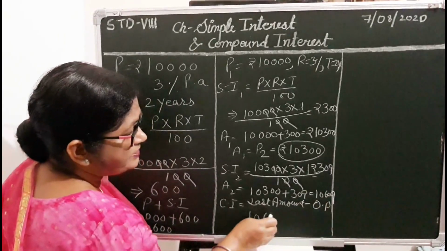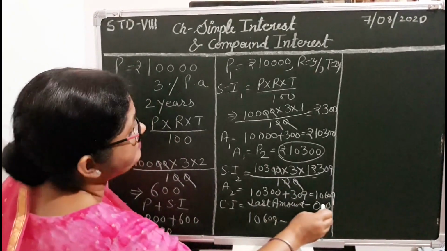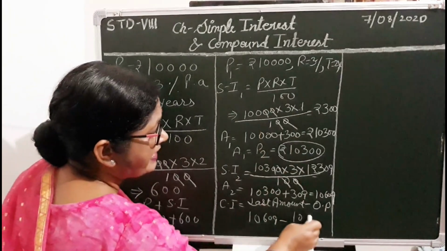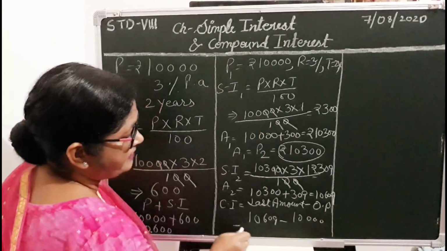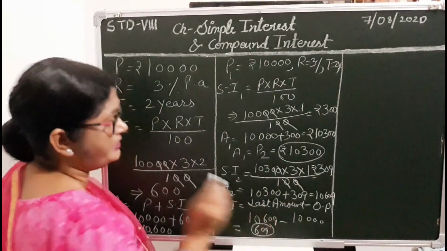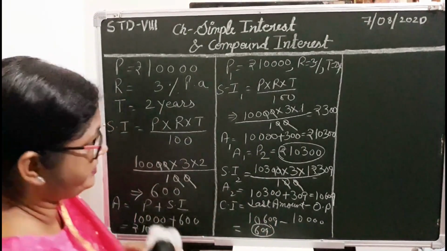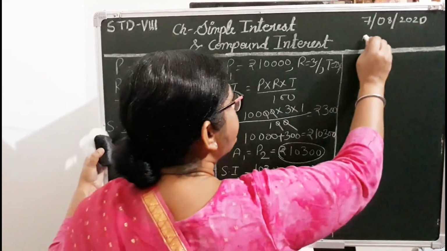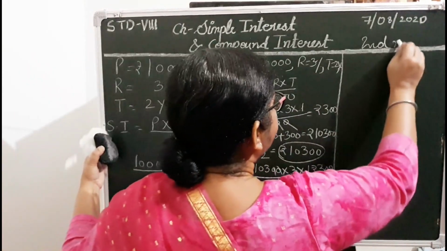And the formula of compound interest is equal to the final amount minus the original principal. Final amount 10,609 minus original principal 10,000, 609 is the compound interest.